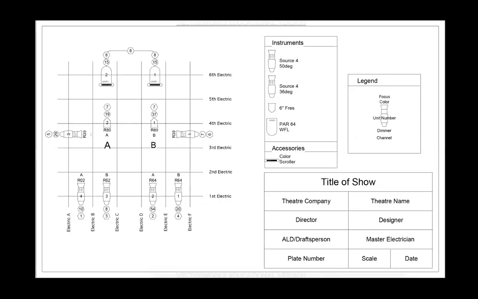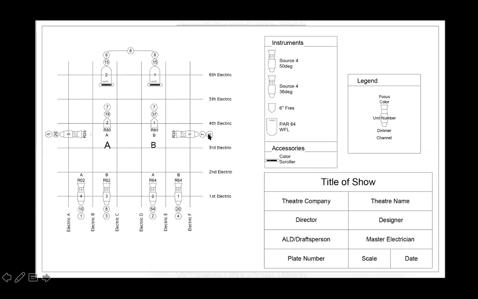If you remember, a dimmer is where we're just plugging in the light, right? Think of the dimmer as kind of the wall outlet. So we're plugging in the light. So it looks like if we go to electric F, this one source 4 right here is plugged into dimmer 7, right? So that's just plugged into dimmer 7.